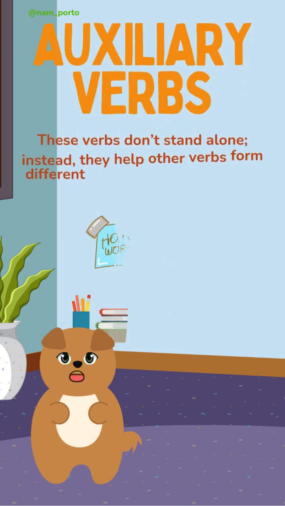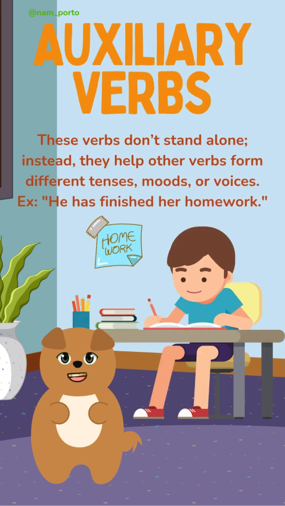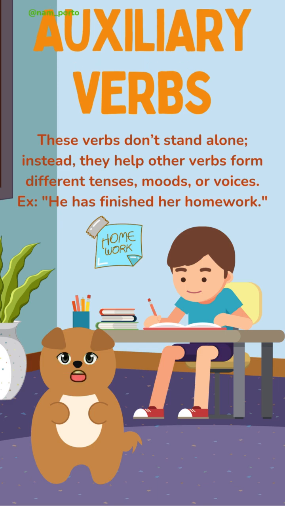Now, let's take a look at auxiliary verbs, also known as helping verbs. These verbs don't stand alone. Instead, they help other verbs form different tenses, moods, or voices. For example, he has finished his homework. The verb has helps form the present perfect tense, showing that the action is complete. Other auxiliary verbs include have, do, be.